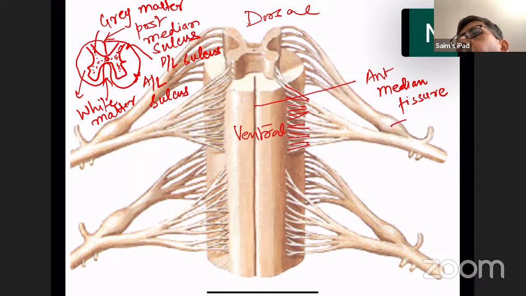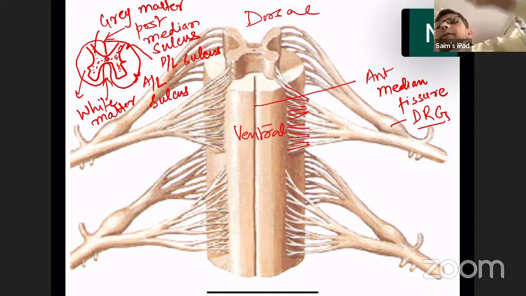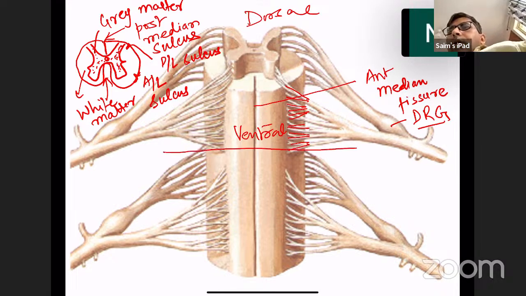Here you can also see the dorsal root ganglia. This is the dorsal root ganglia, the dorsal root, ventral root, and the rootlets. Now you see these ventral rootlets, they are arising from the anterolateral sulcus, and the posterior rootlets, they are also arising from the posterolateral sulcus. Now this region of the spinal cord is giving rise to one pair of spinal nerves.